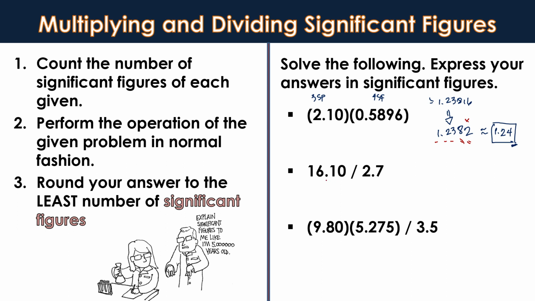Next, we have 16.10 divided by 2.7. Si 16.10 has 4 significant, and si 2.7 has 2 significant. So, yung final answer natin must be expressed into 2 significant figures only. So, 16.10 divided by 2.7. So, ayan, continuous ang ating answer. And again, ipakita na lang natin siya into 4 decimal places as our raw answer. So, we will have 5.9630.